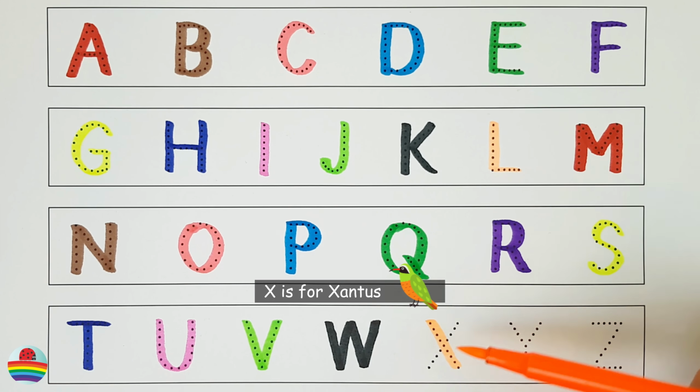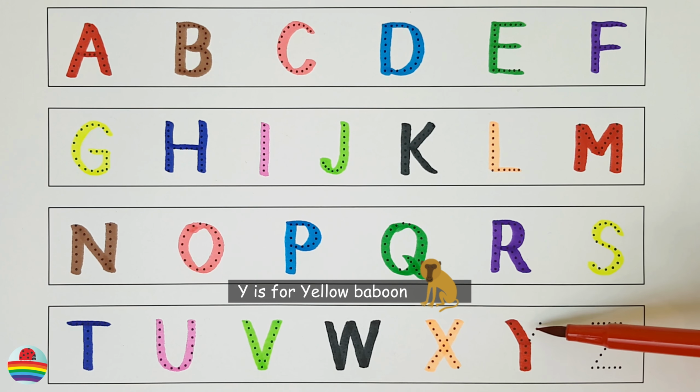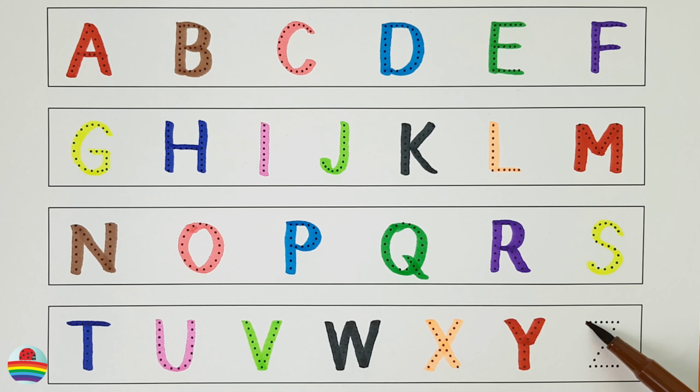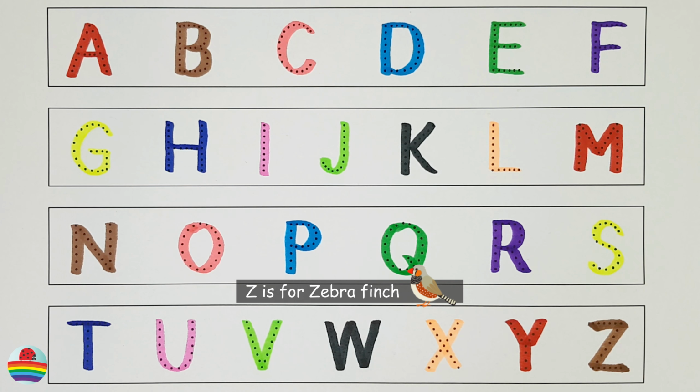X. X is for xanthus. Y. Y is for yellow baboon. Z. Z is for zebra finch.